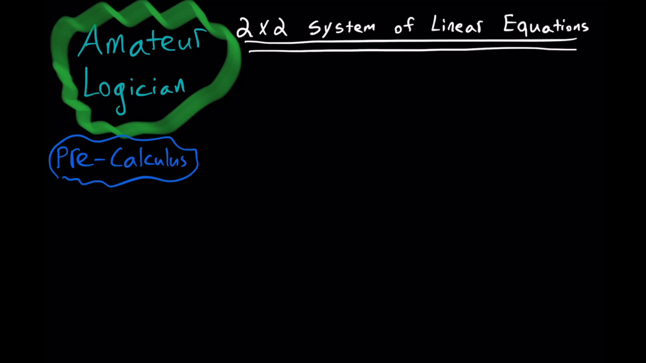Howdy, this is the Amateur Logician, and we're going to think about solving a 2x2 system of linear equations. We're going to solve it through pure substitution, so to speak. We're going to compare the solution to a determinant and to Cramer's rule.